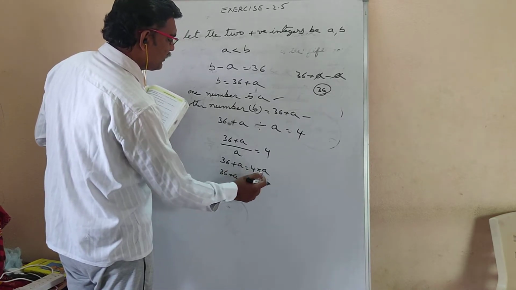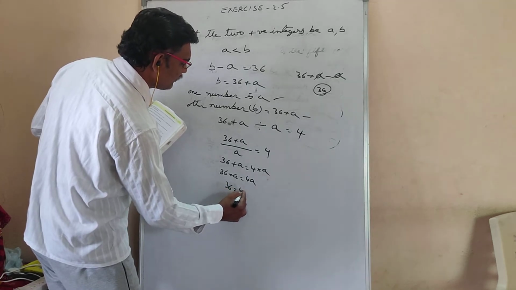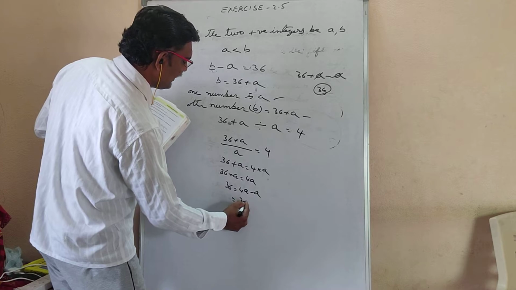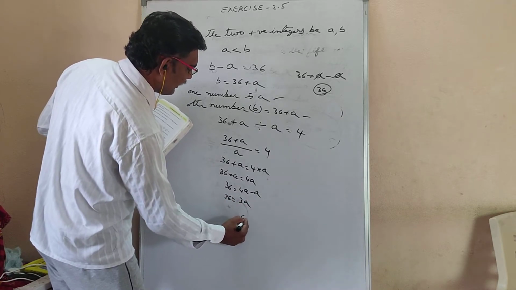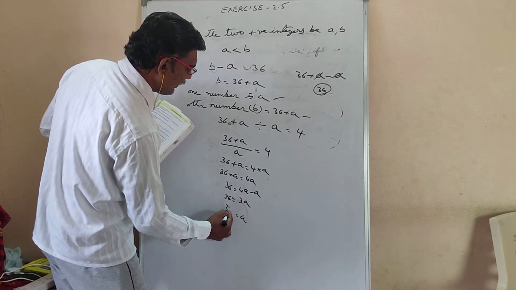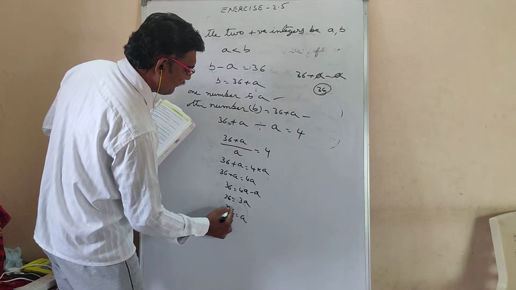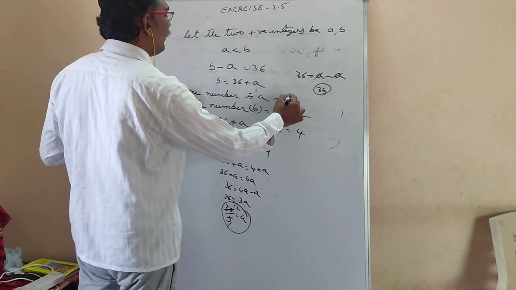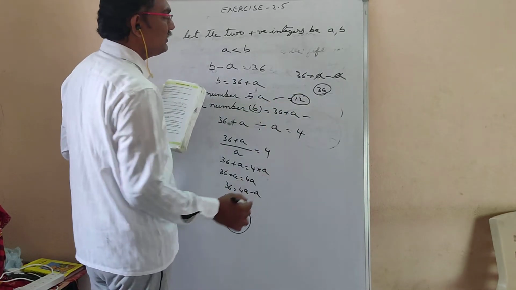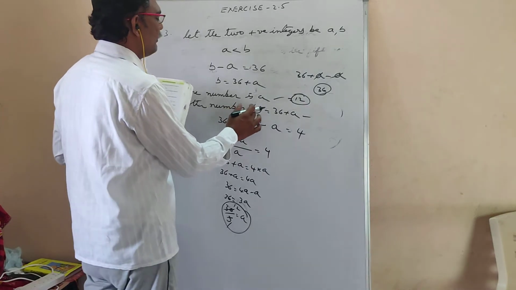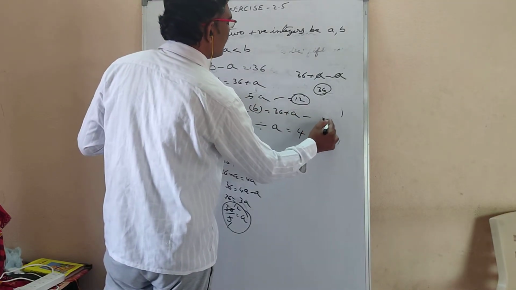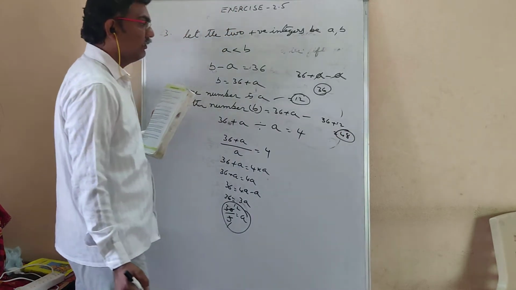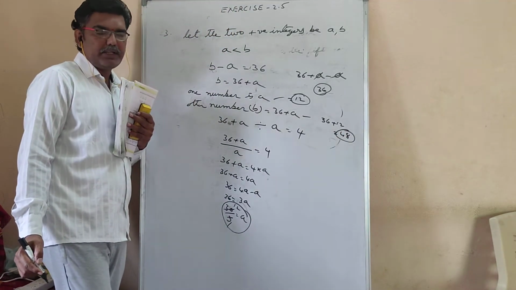Bring the variables to one side: 36 is equal to 4a minus a. From 4a if you subtract a, 3a is equal to 36. So a is equal to 36 by 3, which is 12. A is one number, so one number is 12. To get the next number, 12 plus 36, which is nothing but 48. The other number is 48.